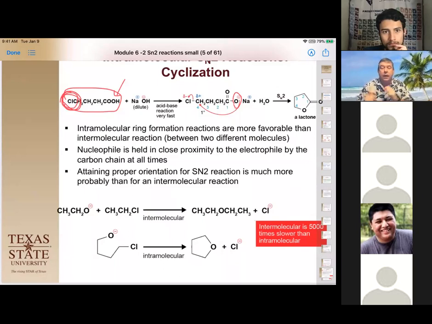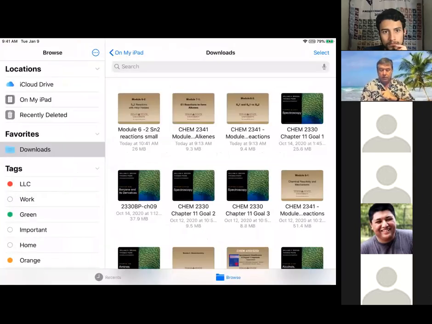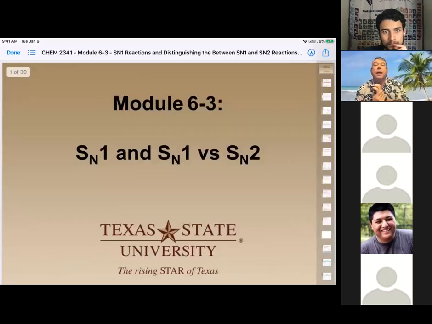Okay. So I have another set, which is 6.3, that I'll start to pull up here while you're thinking about your questions. That's 6.3, there we go. And we're gonna start to introduce the next topic, which is the opposite of SN2 reactions, which is an SN1 reaction, where we have a unimolecular substitution reaction.